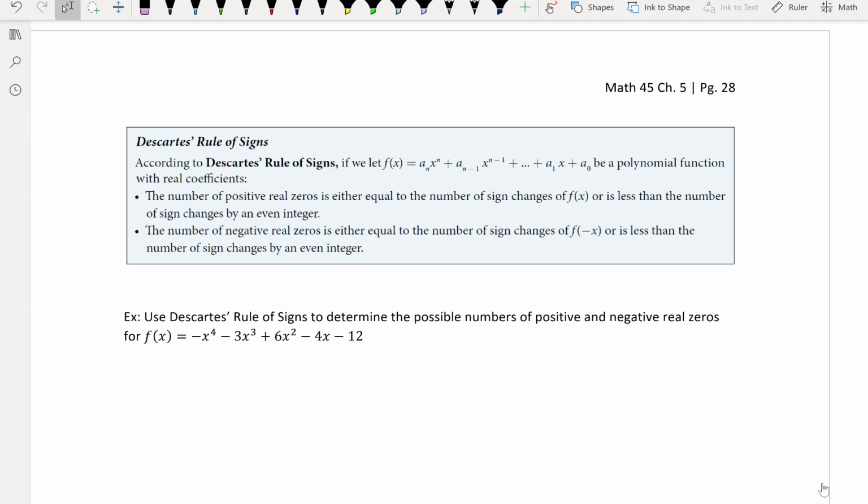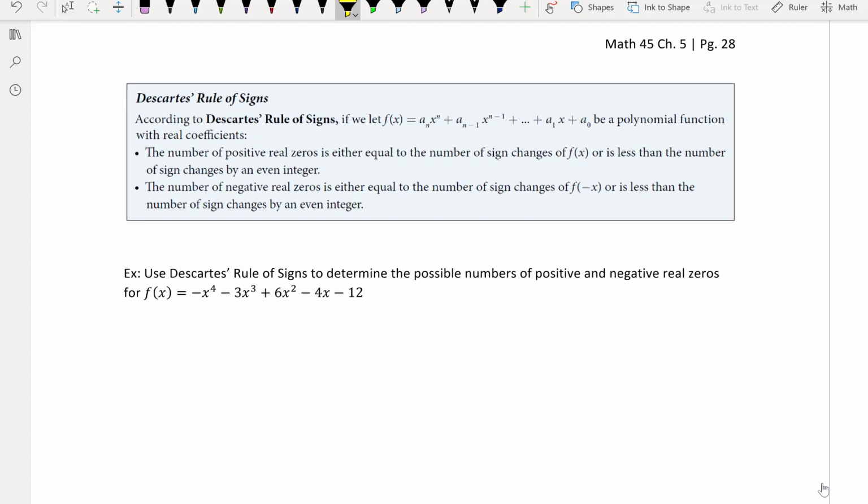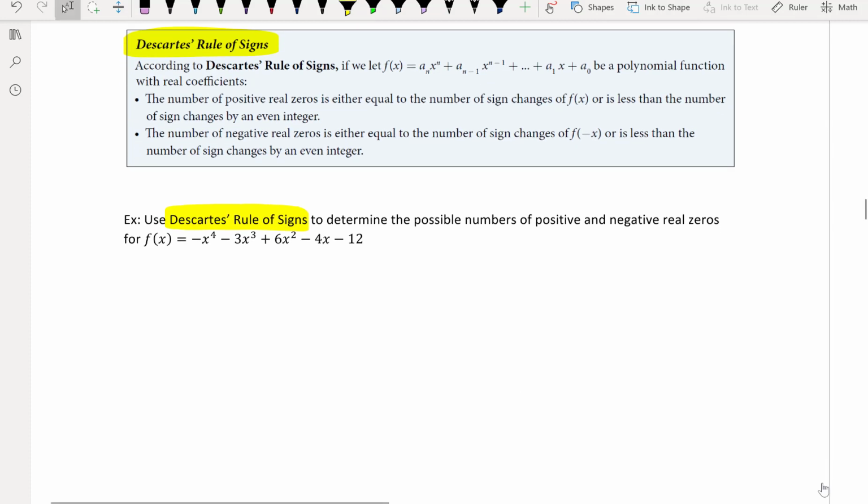And you're just like, okay, what the heck is this saying? Well, we know that this is Descartes' rule of signs. So signs means we're going to be dealing with the plus or negatives, okay? So we want to know the possible numbers of positive and negative real zeros according to Descartes' rule of signs. So let's deal with the positive real zeros first.